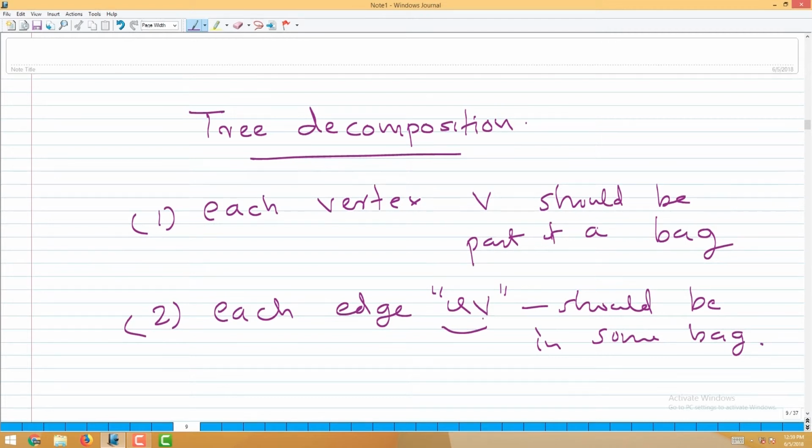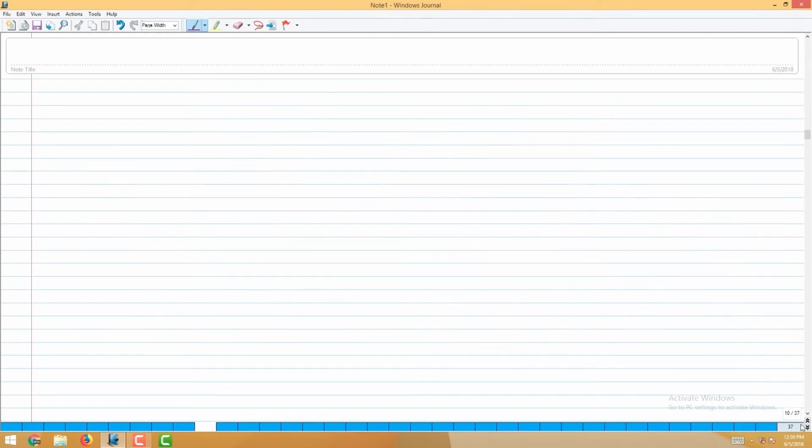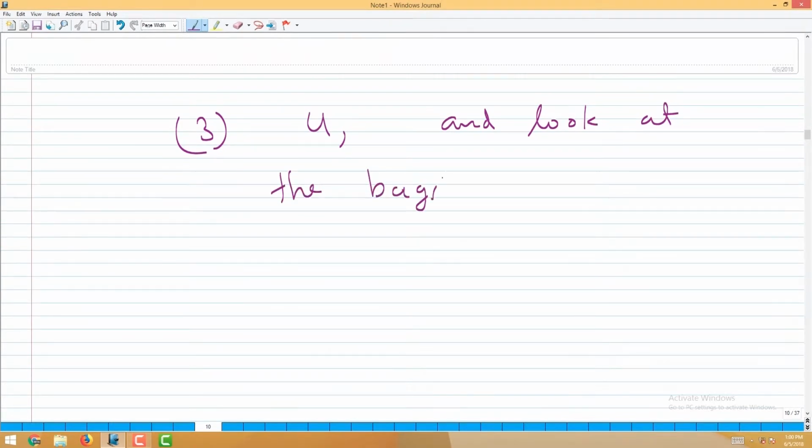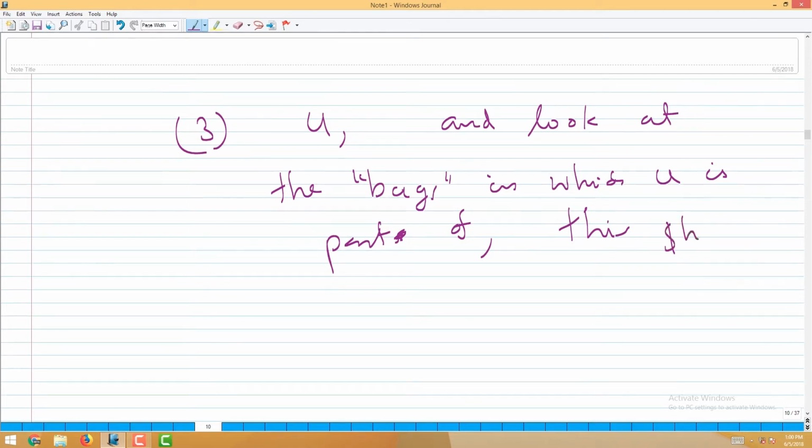So, the third property is what we were telling, namely if you take any vertex U and look at the bags in which U is part of, this should form a connected subtree. This is the so called continuity.